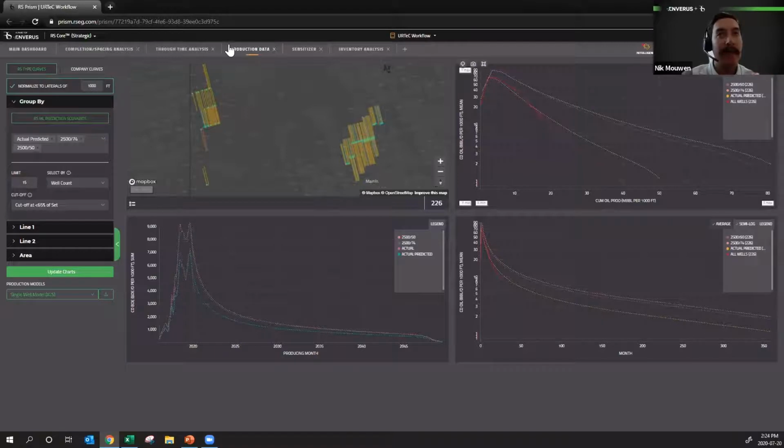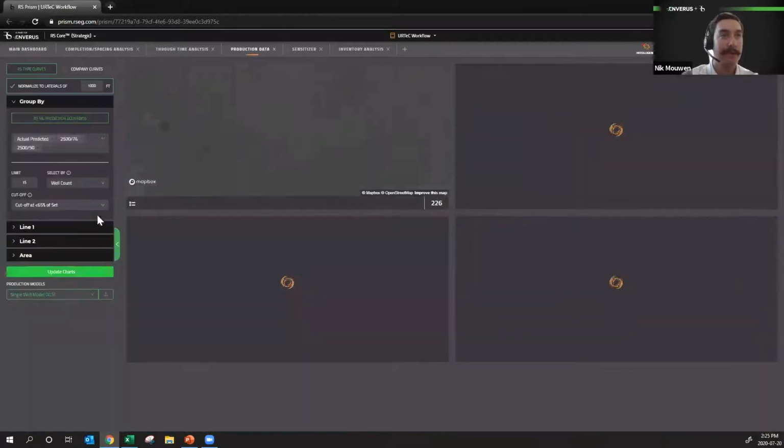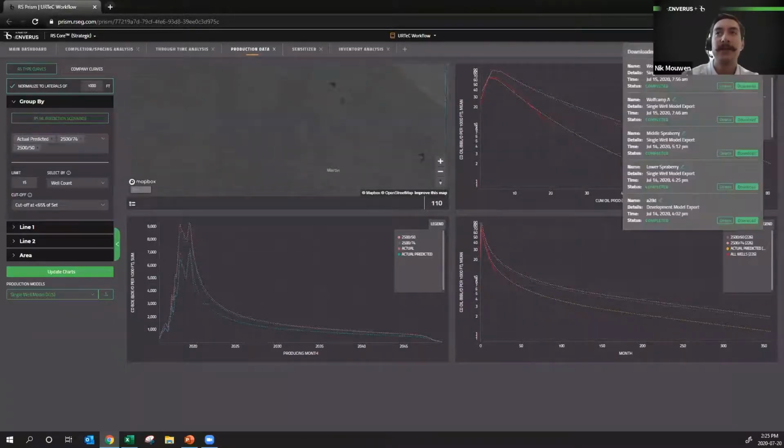Now, one thing to note, we're looking at all the zones right now. So typically the workflow you do in the Midland is you want to look at type curves by interval. So for example, we can just go back to here, select the Lower Spraberry, go into the production data, and then we'll just be looking at the Lower Spraberry and the QEP curve for that. And once that's done, you can basically hit this download single well model here. And what that'll do is it'll download the single well models here. So you can see I've already gone ahead and downloaded those 4 single well models for those 4 zones that we've been looking at, just in the interest of time.